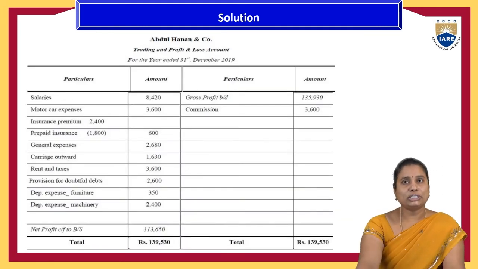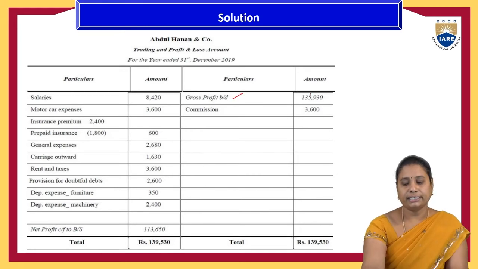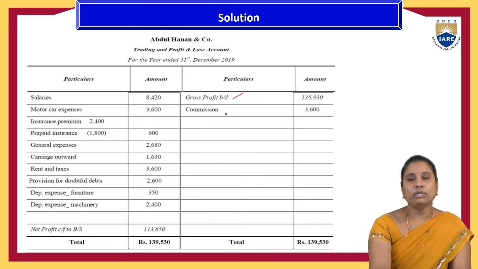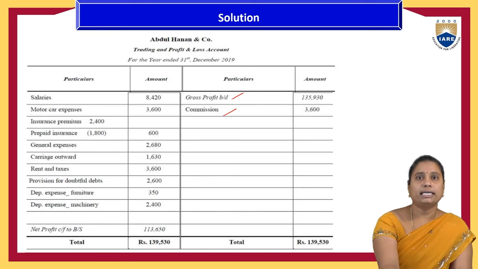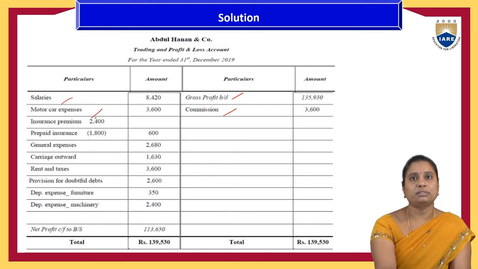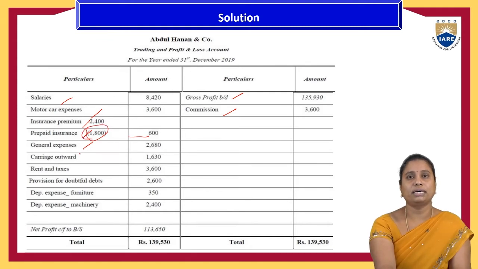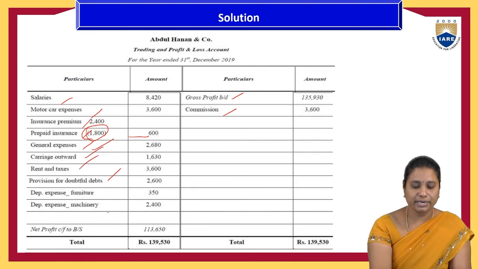So in this profit and loss account, this gross profit of 1,35,930 is credited, and the only other item on the credit side is commission received, that is 3,600. The remaining expenditures are salaries, motor car expenses, insurance premium paid, prepaid insurance, and general expenditures. Insurance paid is 2,400, whereas prepaid of 1,800 is there, which means only 600 is charged. Then the general expenditures, carriage outwards, rent and taxes, provision for bad debts, and depreciation of 10% on the furniture and 10% on the machinery. That amount has been taken into consideration.